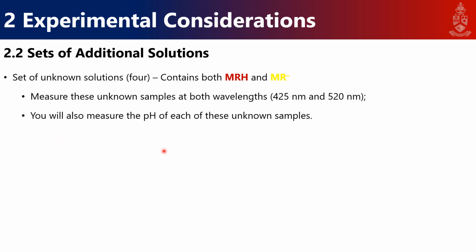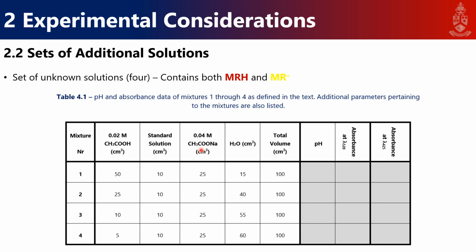You will also measure the pH experimentally using a pH electrode, which is going to basically just tell you what the pH is. It's very easy. You'll see in the lab. It's quite cool. The mixtures I was talking about are these 4 mixtures, and they explain to you how to make them up. So this total volume is 15 plus 25 plus 10 plus 50. That's 60, that's 85, that's 90 plus 10 is 100. This is how you make them up.